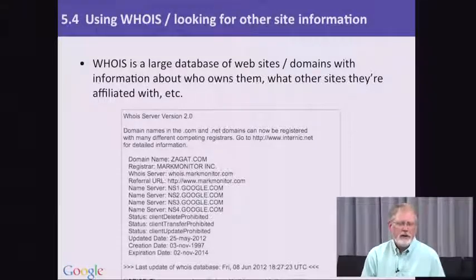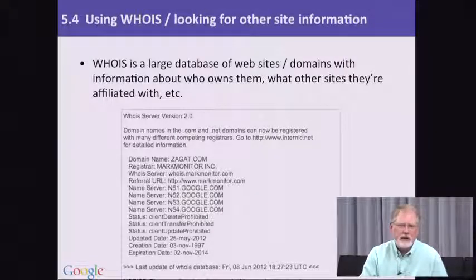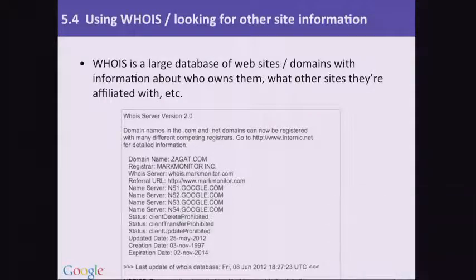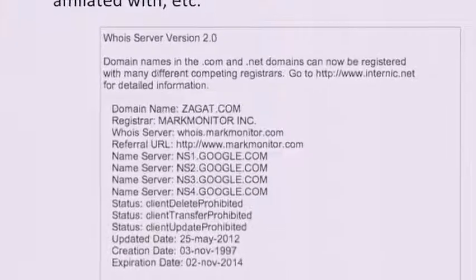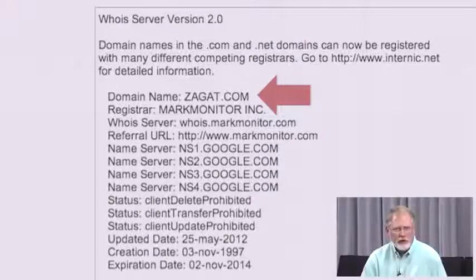You can run Whois by doing a search for Whois, and there are multiple providers out there. They all have the same information. You can choose whichever one you like. And when you do a search for a company like, say, Zagat.com, you'll discover lots of relevant information.